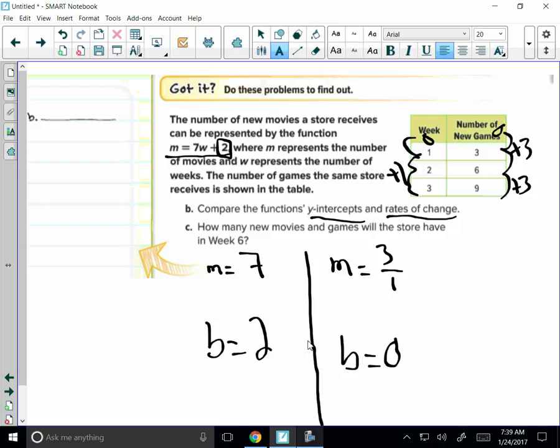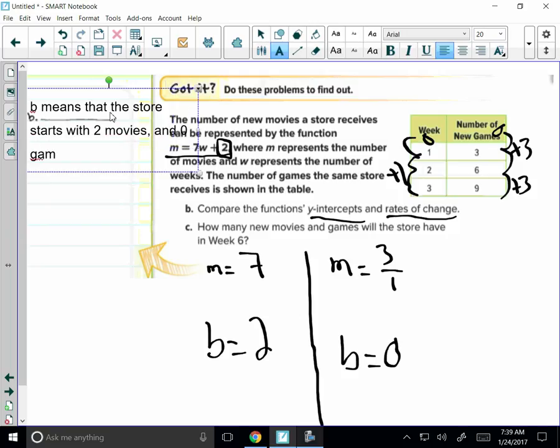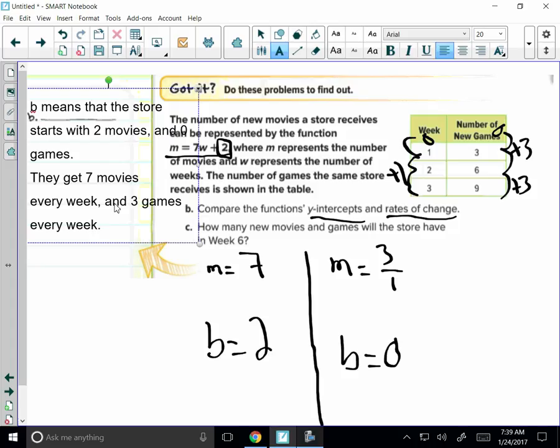So we need to explain that. We can say that B means that the store starts with 2 movies and 0 games. Now their slope here, they start with, I'm sorry, not start with, but they get 7 movies every week. Let me space that out. They get 7 movies every week and 3 games every week. That's the explanation part.